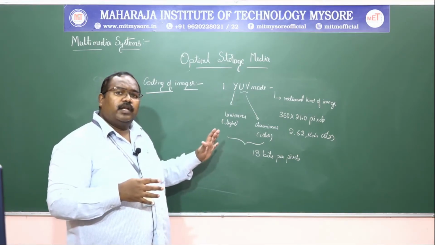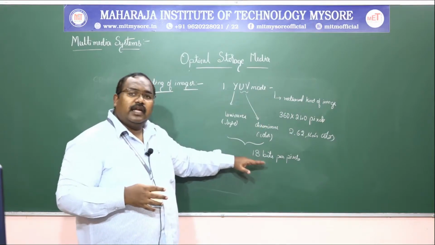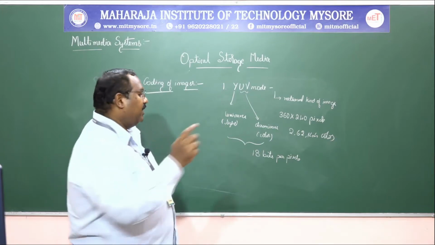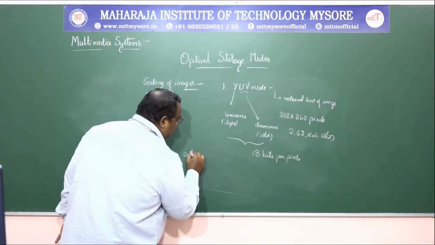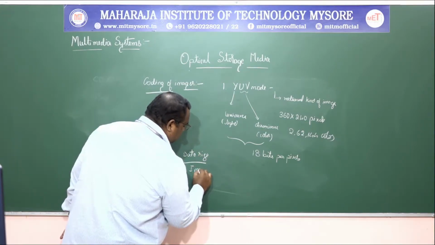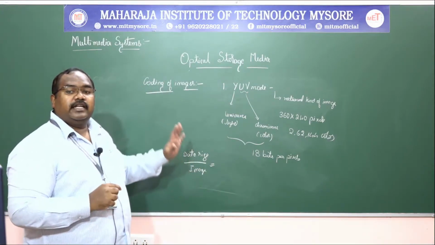With this combination, with this resolution and using 18 bits per pixel, we are able to get the data size of an image. We will look into how the data size is calculated.